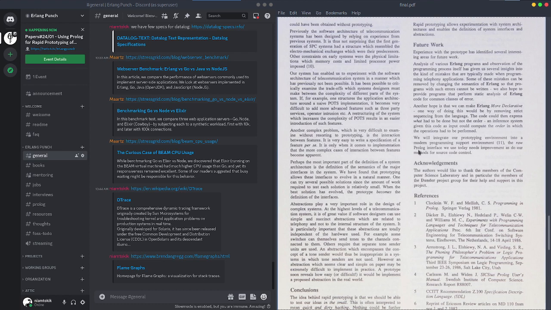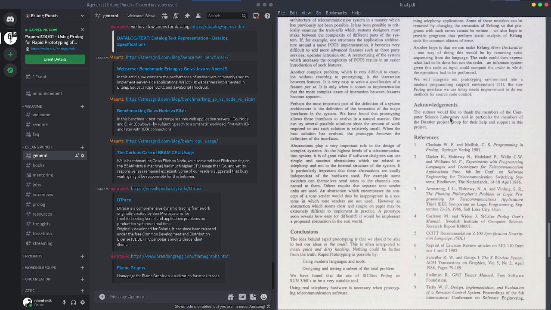The raw Prolog interface we use today needs improvement, as do our methods for source code control. The authors would like to thank the members of the computer science laboratory and in particular the members of the Dunder project group for their help and support in this project.